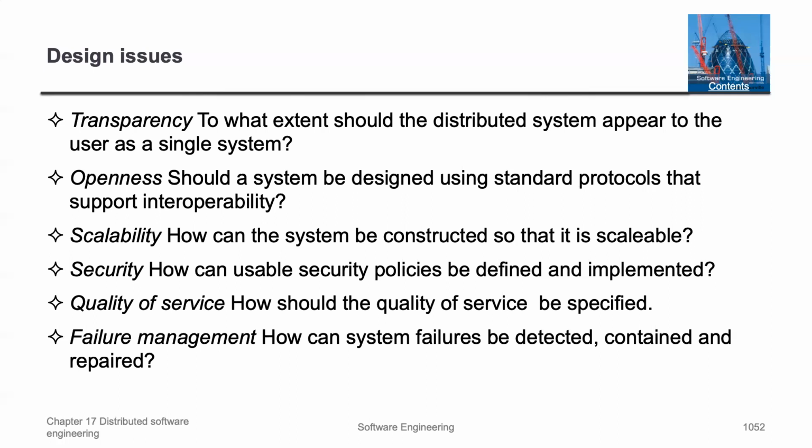For transparency, here's a question you could think about: to what extent should the distributed system appear to the user as a single system? For openness, should a system be designed using a standard protocol that supports interoperability? For scalability, how can the system be constructed so that it is scalable? For security, how can usable security policies be defined and implemented? For quality of service, how should the quality of service be specified? Finally, failure management: how can system failures be detected, contained, and repaired?